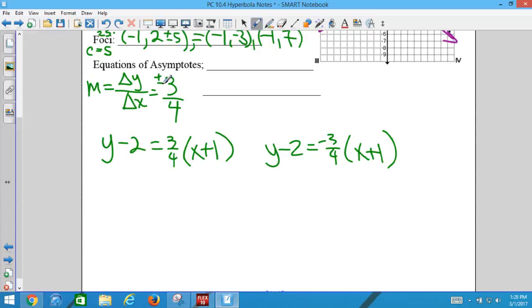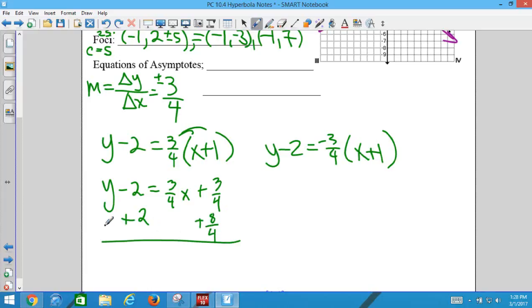So we're going to distribute, I'm going to get y minus 2 equals 3/4 x plus 3/4. Then I have to add 2 to both sides, but I can't add 2 with 3/4. I have to add a common denominator. What equals 2 that has a 4 in the denominator? 8/4. So we have y equals 3/4 x plus 11/4.